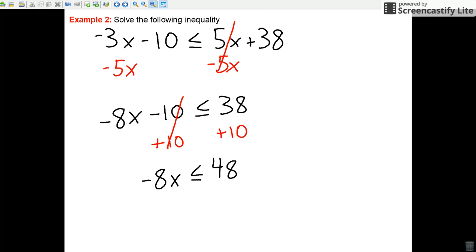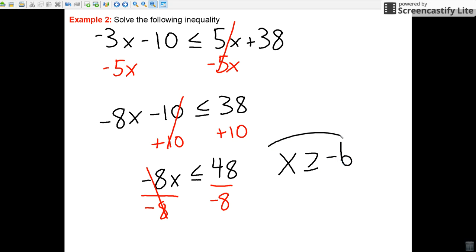Our final step is to eliminate the negative 8. Currently, the question is negative 8 times x. The opposite will be to divide both sides by negative 8. The negative 8s will cancel. And now remember that because we are dividing both sides by a negative number, our inequality sign flips. So now we have x is greater than or equal to negative 6.